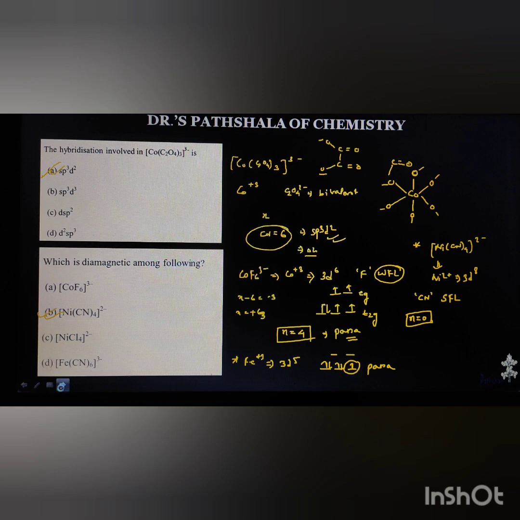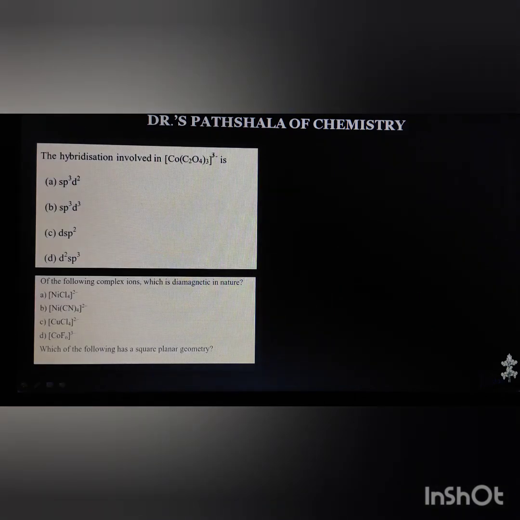Next, the hybridization involved in [Co(C2O4)3] 3 minus. The same questions are repeated here. So this is also sp3d2, and this is [Ni(CN)4] 2 minus. Next, diamagnetic nature: which of the following complexes is diamagnetic in nature? Similarly, [Ni(CN)4] will be diamagnetic in nature, but in this complex all are paramagnetic.